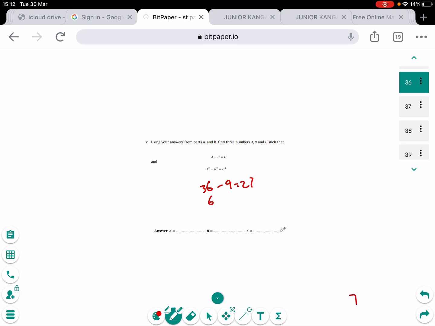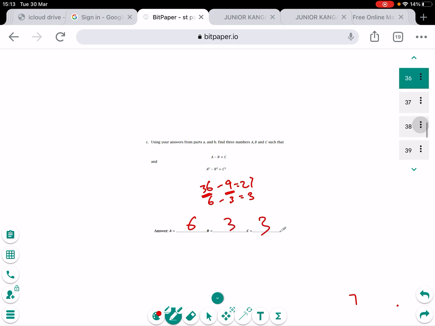So it becomes 6 minus, and that number 9 is actually a square, because we took it from 6, and 9 and 36 are actually squares because we took it from the first one. So it would become 9 minus 3 equals, and this 27 was taken from the cube section. So it would be 3 cubed equals 27. So 6 minus 3 equals 3. It makes perfect sense. So A is 6, B is 3, C is 3.